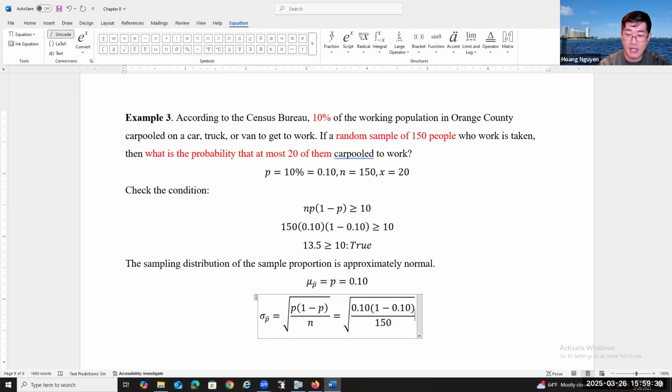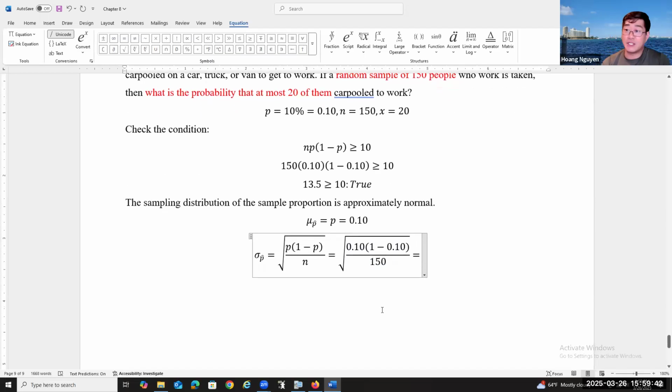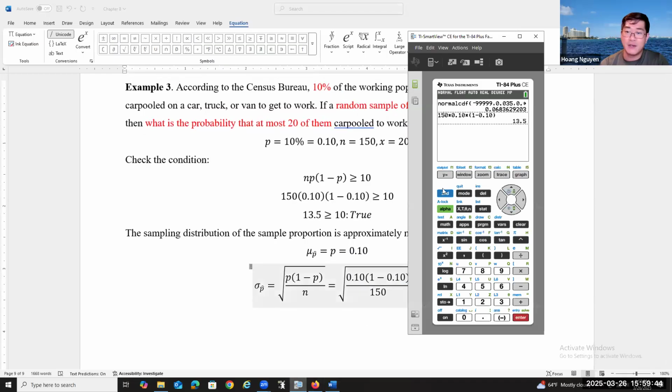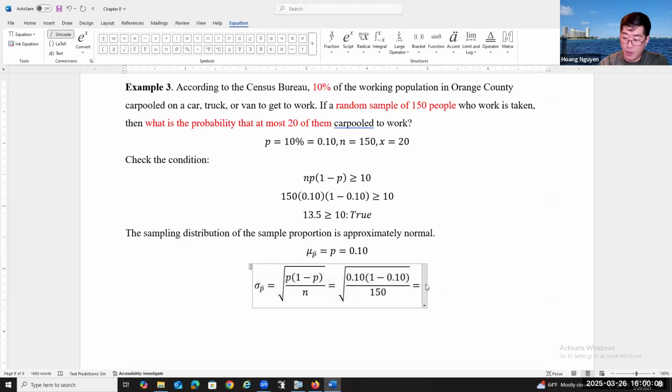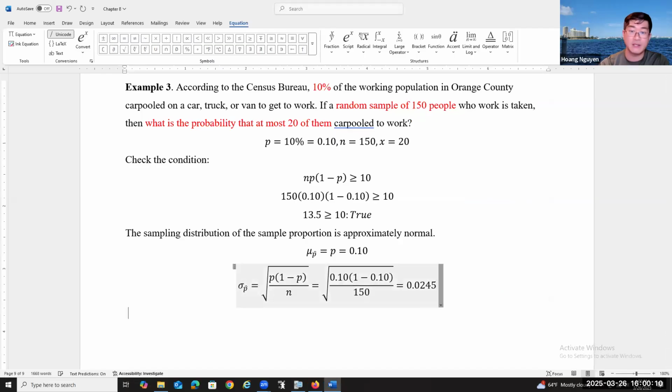Now let's estimate this standard deviation. So the square root of 0.10 times parenthesis 1 minus 0.10, and then divided by 150. That gives 0.0245. I'm going to round the answer to 4 decimal places, so 0.0245.